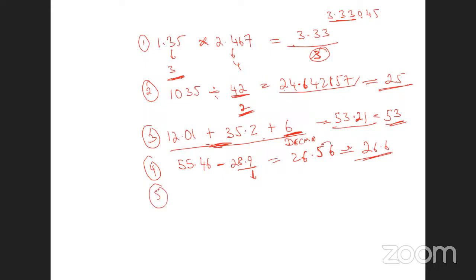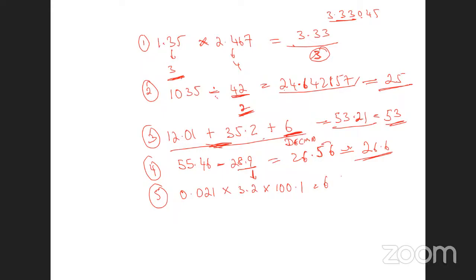Fifth one, 0.021 times 3.2 times 100.1. So 0.021 times 3.2 times 100.1.